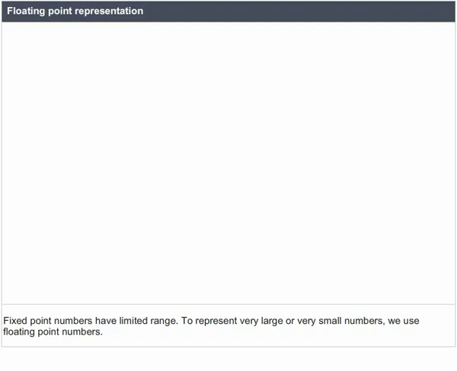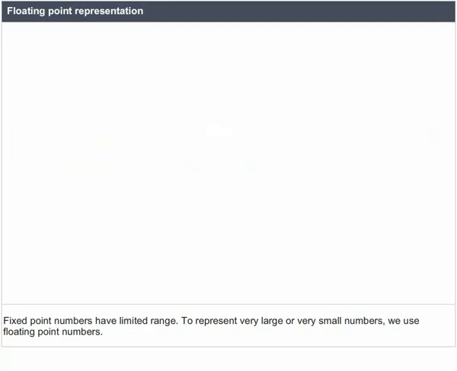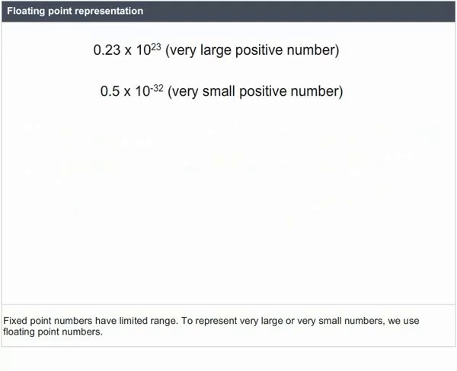Floating point representation. Fixed point numbers have limited range. To represent very large or very small numbers, we use floating point numbers. Examples: 0.23 multiplied by 10 to the power 23, a very large positive number; 0.5 multiplied by 10 to the power minus 32, a very small positive number; minus 0.1239 multiplied by 10 to the power minus 18, a very small negative number.